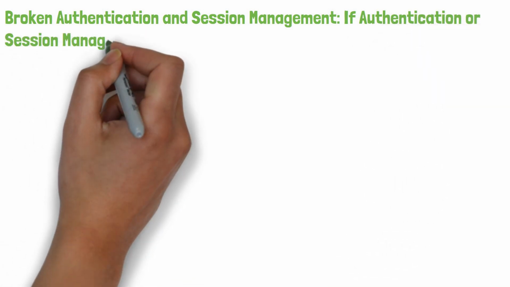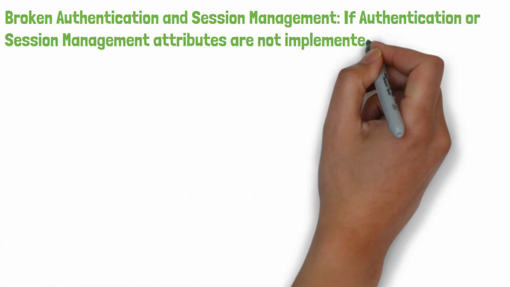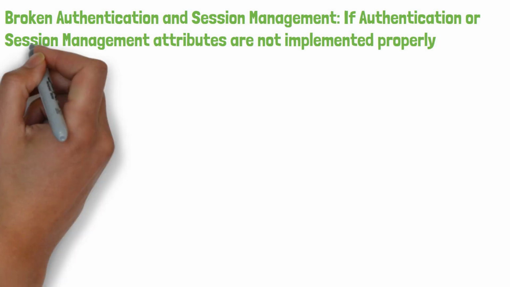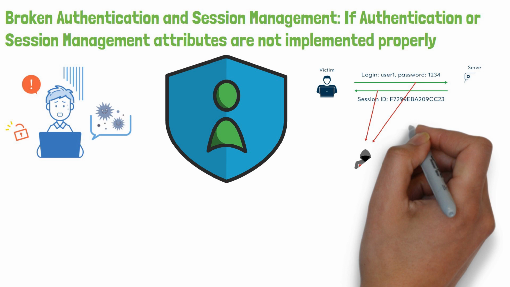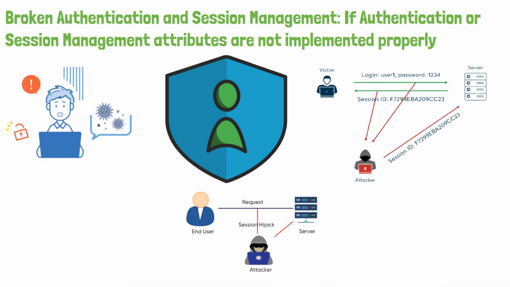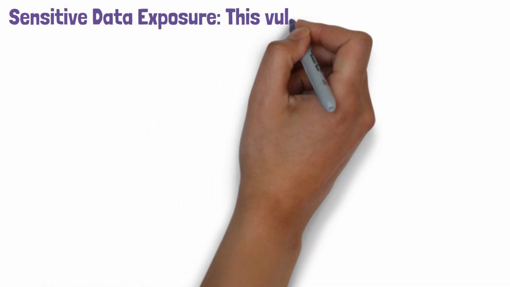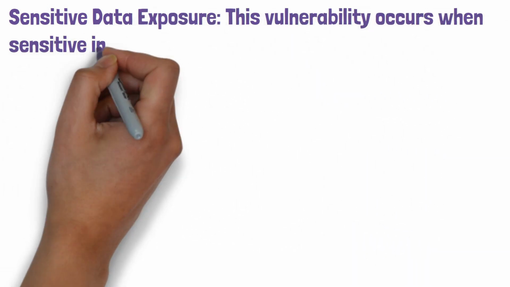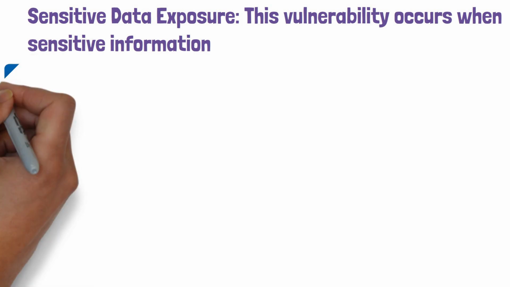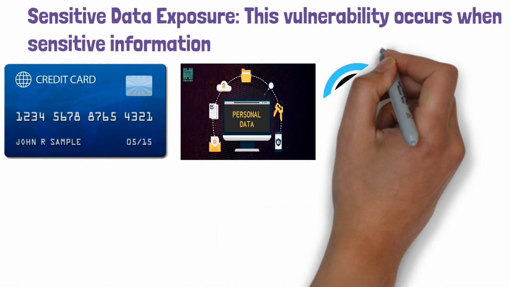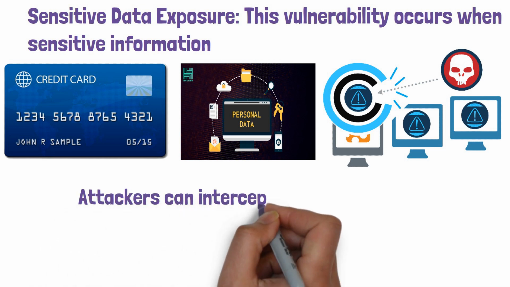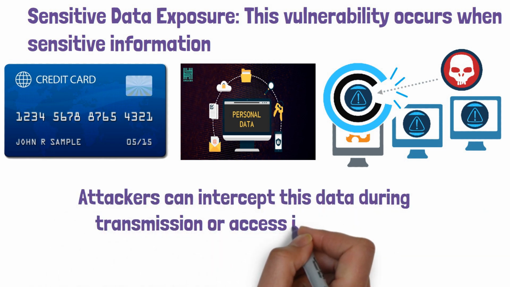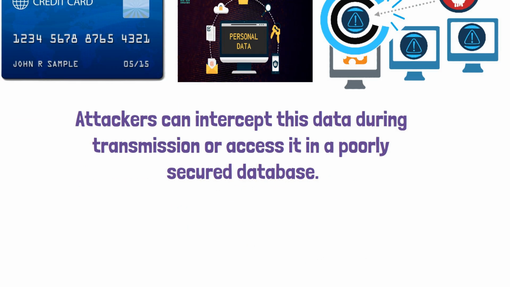If authentication or session management attributes are not implemented properly, attackers can gain unauthorized access to user accounts or steal session IDs to impersonate legitimate users. Following that is sensitive data exposure. This vulnerability occurs when sensitive information, such as credit card numbers or personal data, is not properly protected. Attackers can intercept this data during transmission or access it in a poorly secured database.